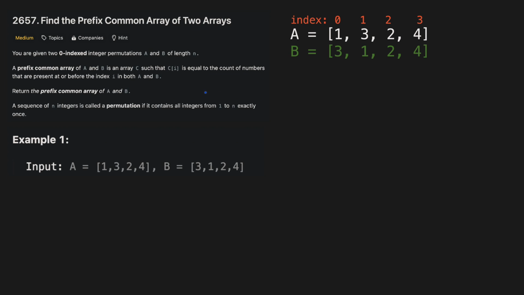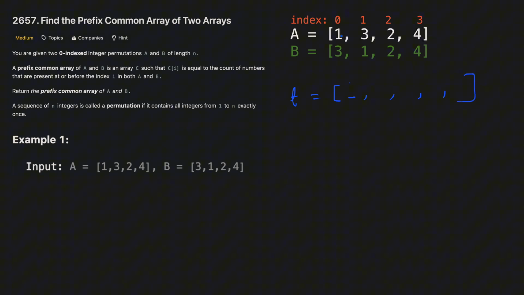And since the range of the elements is 1 to n, we can also use a frequency array where ith index will store the frequency of ith element. So for example, for number 1, we can store the frequency at index 1. For number 3, we can store the frequency at index 3 and so on. So we will be creating a frequency array of size n plus 1 because our arrays are 0 indexed but the elements start from 1.